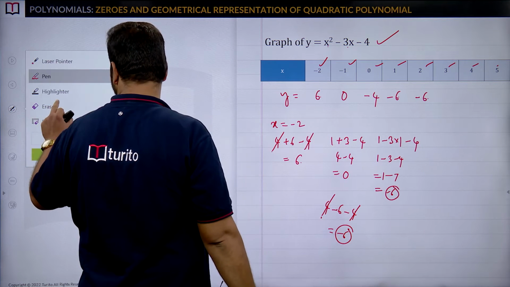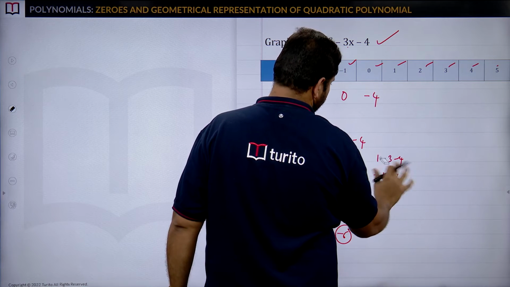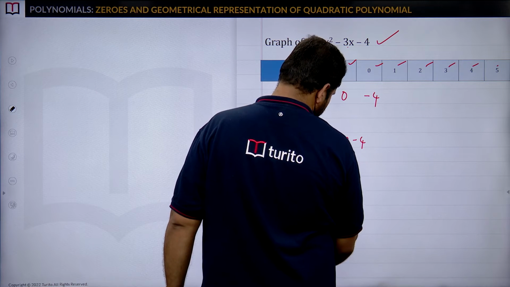Children, wait, we'll check it here. Something we have made a mistake. How can both be equal, children? It is not possible, isn't it?